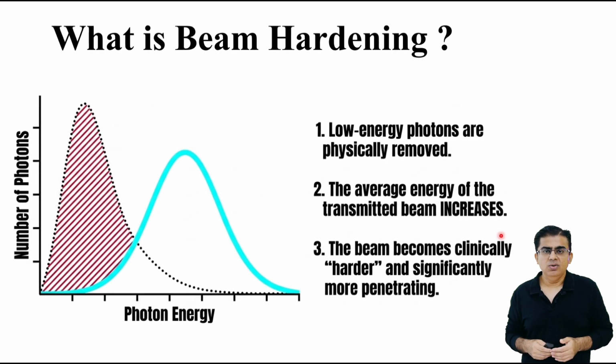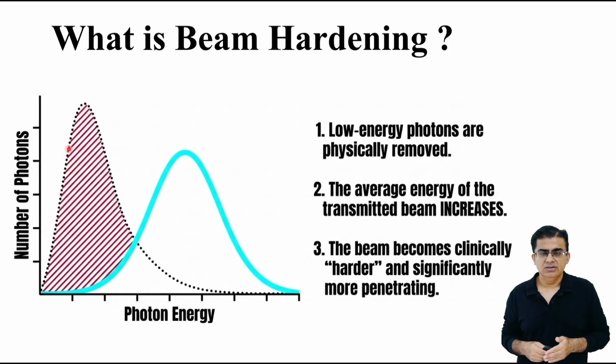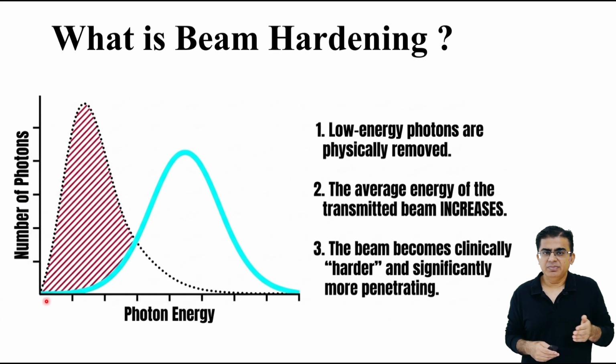Now let us see exactly what happens to the remaining beam after this physical filtering process. See this graph. You can see two different curves representing a radiation beam. The dotted red area on the left side strictly represents the weak, low energy photons. As we just saw in our previous slide, the physical filter has completely absorbed and removed these weak photons.